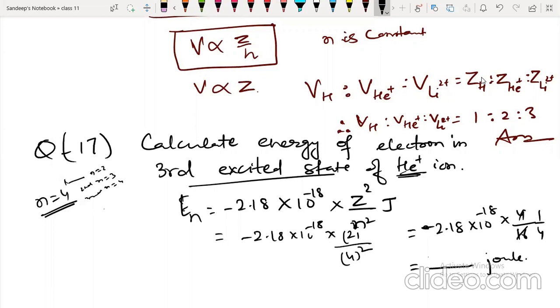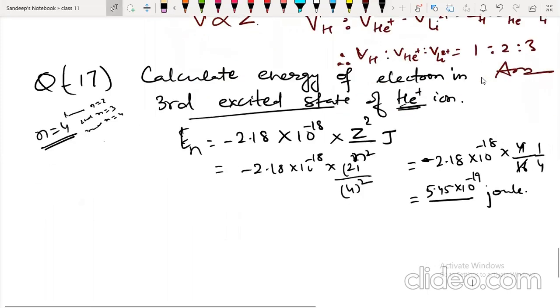So it is 5.45 into 10 to the power minus 19. Note down. So this is the energy of the third excited state of helium.